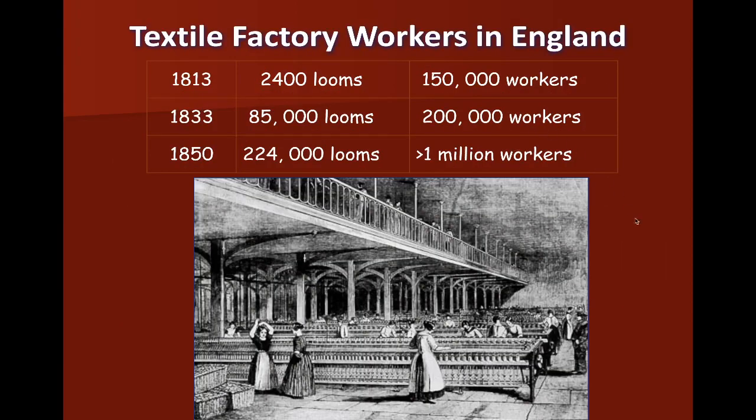Now notice this too. Textile factory workers in England, notice the amount of looms, so the amount of machines, the looms, to workers. 2,400 looms in 1813, 150,000 workers. I mean, 20 years later, we have 85,000 looms and 200,000 workers. So looms are being created more, not necessarily taking people out of the workforce. You can see that you still got an increase, but making the productivity way more efficient.